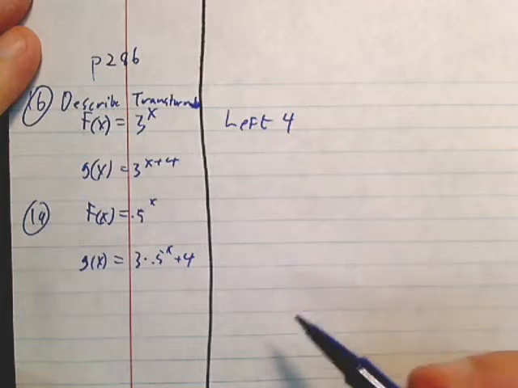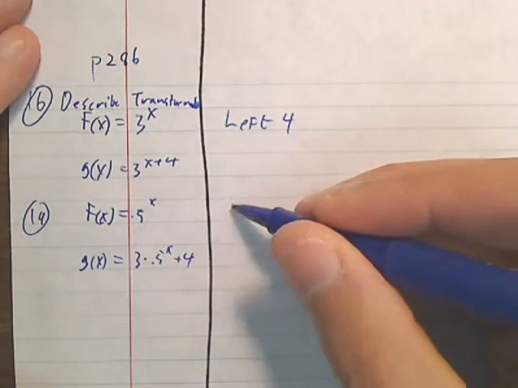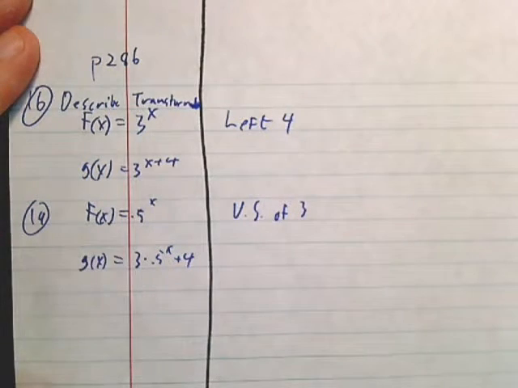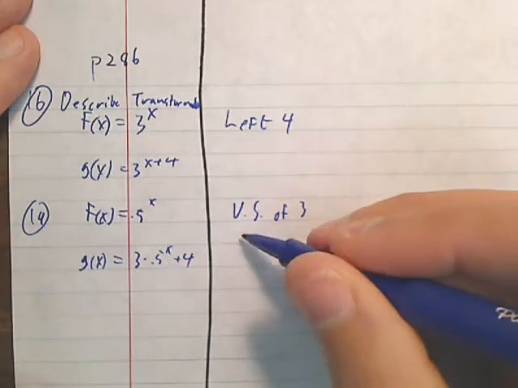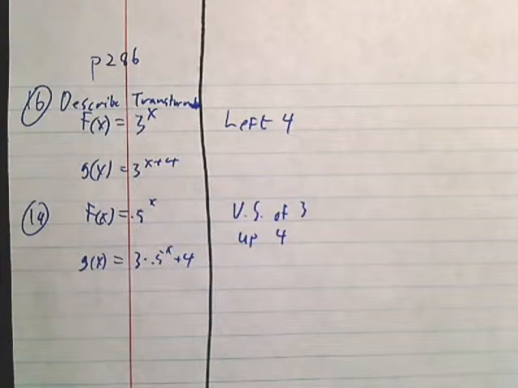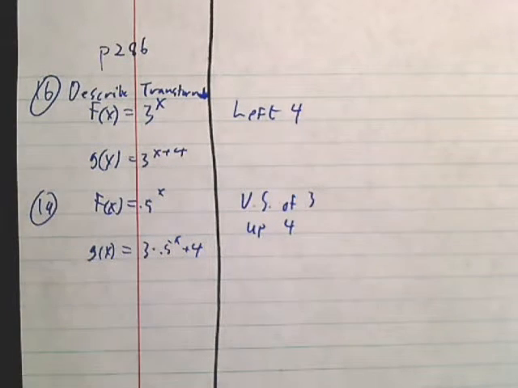Alrighty, let's see here. So we're multiplying by 3 out front. That's a vertical stretch of 3. And we're adding 4 at the end, so that is up 4. Okay, so all those transformations you've got to pull out of your cranium. It's back there somewhere. Find that data. Let's do one more together here.